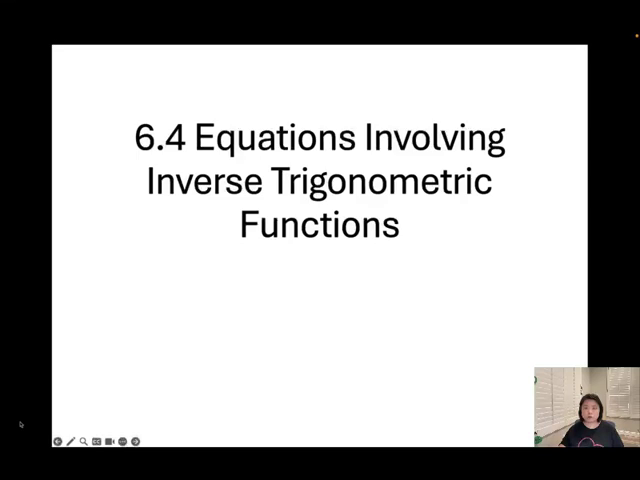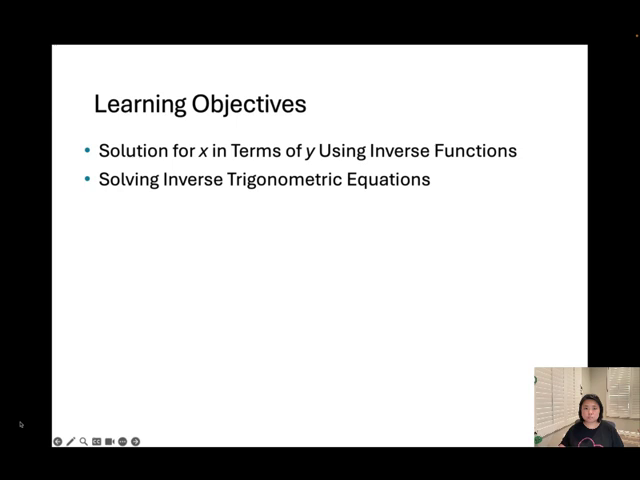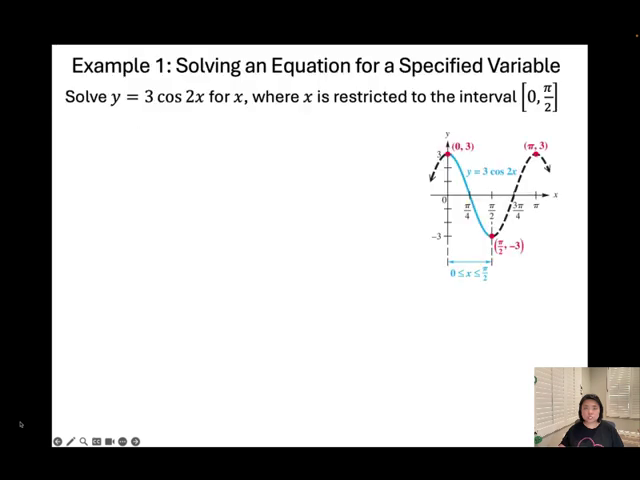Session 6.4: Equations involving inverse trigonometric functions. Look at this example. We want to solve an equation for a specific variable. So we want to solve for x in this equation, meaning that we want to isolate the x. And x has the restriction that it will be inside the interval from 0 to pi over 2.